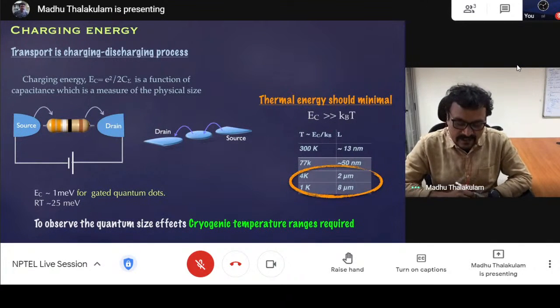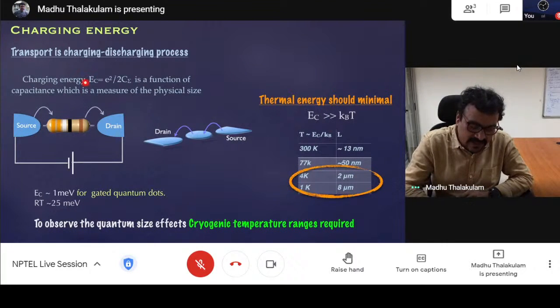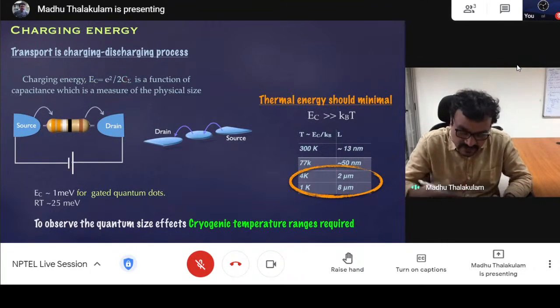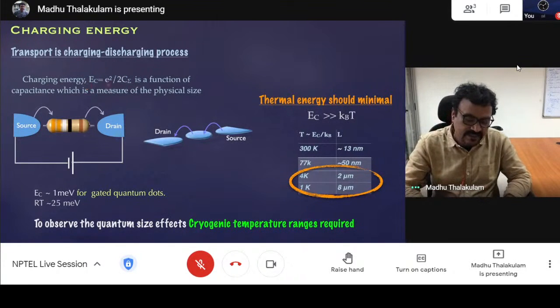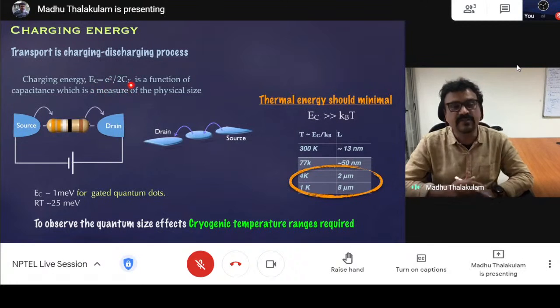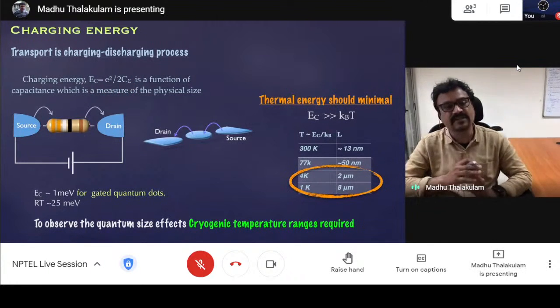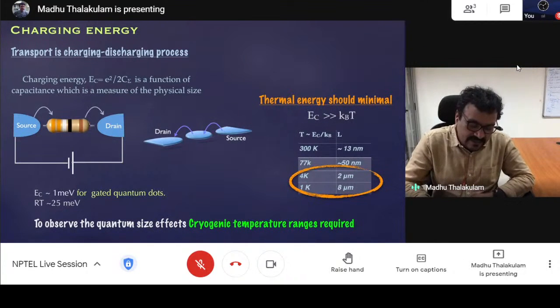Now, the electrostatic energy required to add or remove an electron is called the charging energy, which we all have learned in our 12th grade. This electrostatic energy is generally referred to as EC. It is e squared by 2 C sigma, where C sigma is the self-capacitance or total capacitance of the object. Now, when we consider the resistor, you can run the numbers.